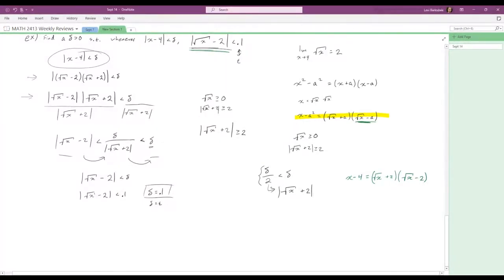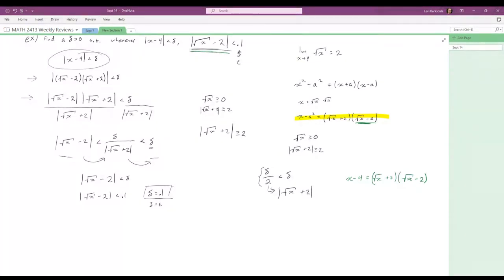All right. So we found our delta based on our epsilon. Question? Go ahead. Yeah, I don't know, you might have already repeated this, but how did you get the 0.1 for the absolute value of square root x minus 2 less than delta? Like, where did I get the 0.1?